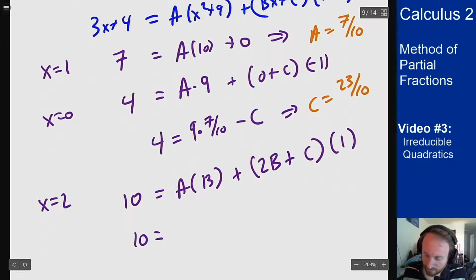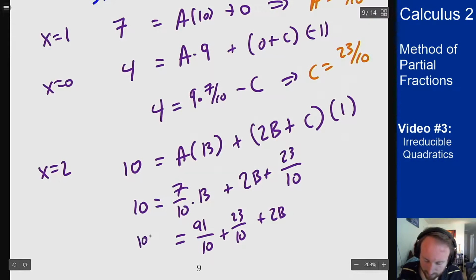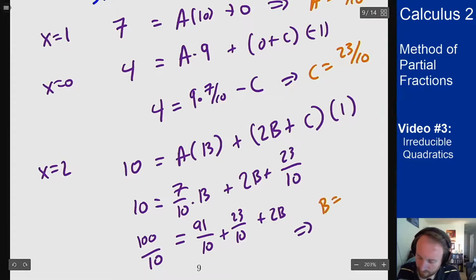10 should be a, which is 7 over 10, times 13 plus 2b plus 23 over 10. 13 times 7 is 91. And then we can solve out the rest of what this would look like in terms of being divided by 10. So I get 114. Move that over, gives me a minus 14 over 10 on the left. So this tells me that b should be negative 7 over 10.